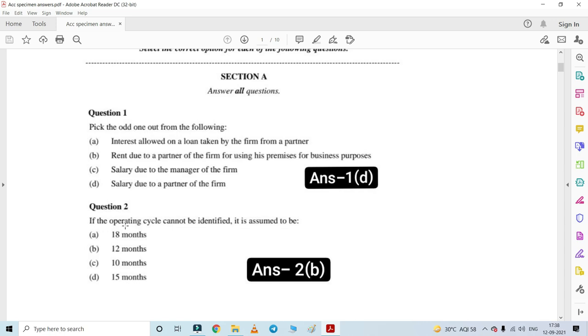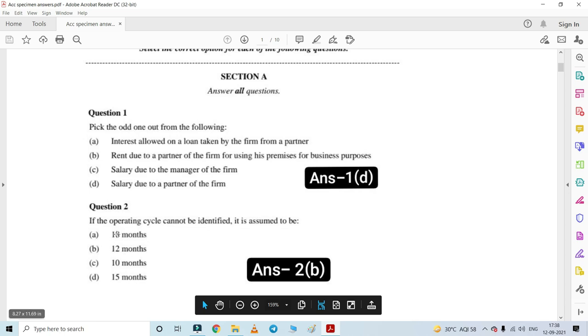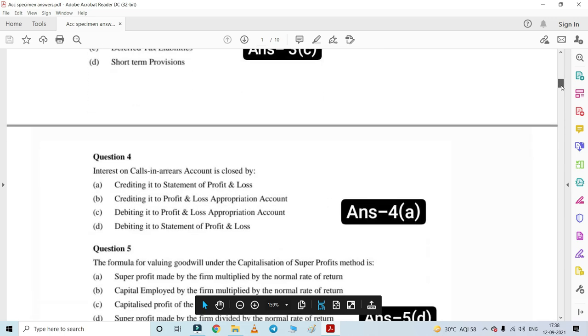Next is, if the operating cycle cannot be identified, it is assumed to be 18 months, 12 months, 10 months, 15 months. The correct option is 12 months. Obviously, the operating cycle consists of 12 months as the accounting period.